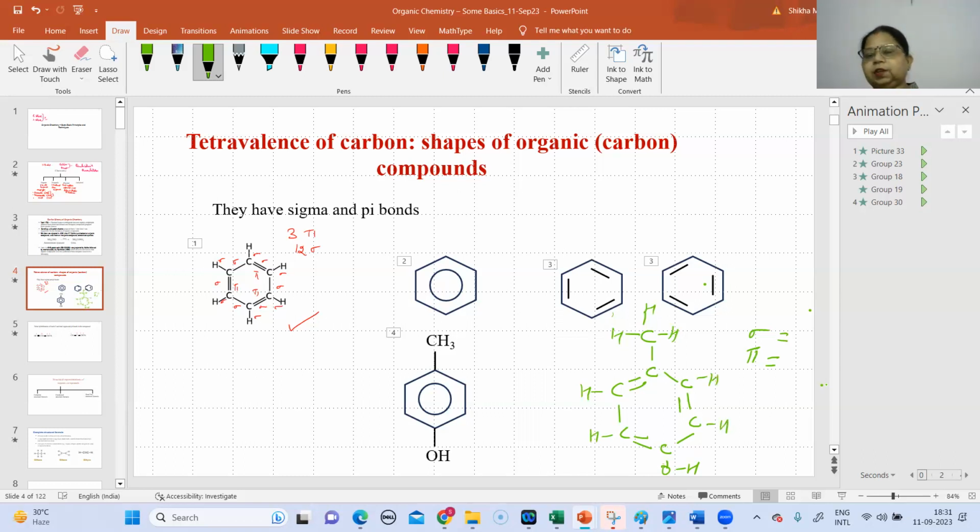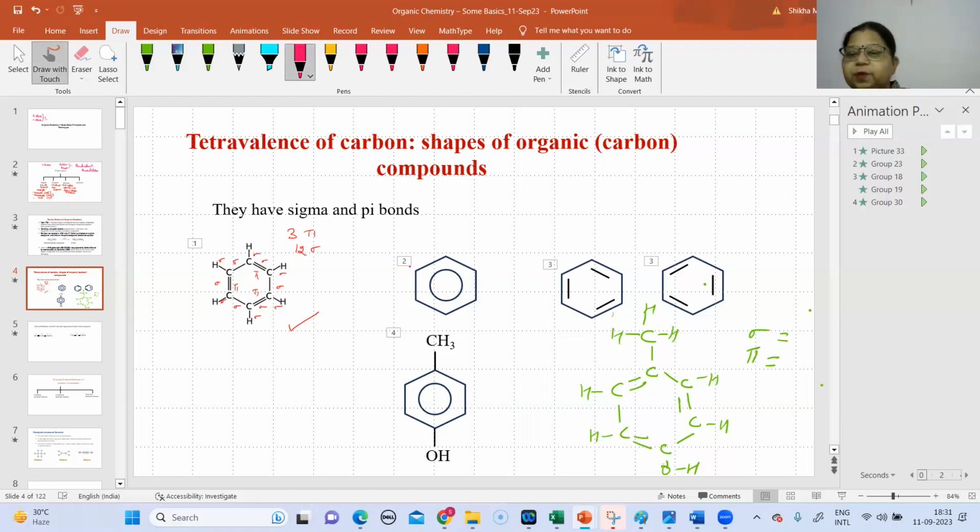Now I have drawn the structure completely. The trick was that you have to understand CH3 will also have three sigma bonds and there will be a sigma bond between oxygen and hydrogen, right? If you compare it with benzene, if you become a professional into it, first thing is draw like this and then find out how many sigma and pi bonds are there, right?